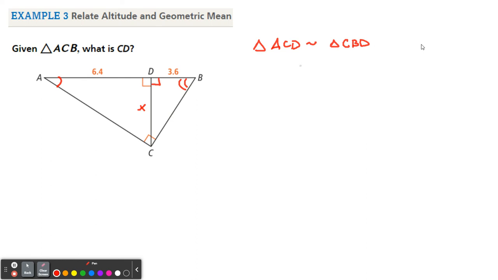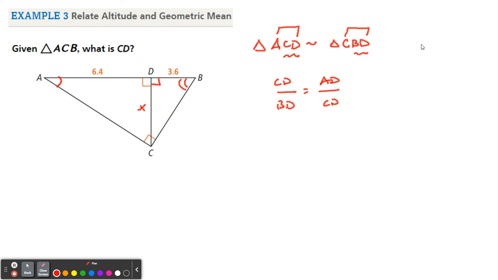And now that we have this, we can try to solve it for CD. Notice that CD is in both triangles. CD is here and CD is here. That's that idea of geometric mean. Now I'm going to start with CD because I want to find it. Let's start with CD in this medium triangle, CD over BD in the second triangle. And then notice that CD is again in the second triangle, the smaller triangle. It's going to go on the bottom. What corresponds to CD in the first triangle? Well, it's going to be AD. And there's your proportion.